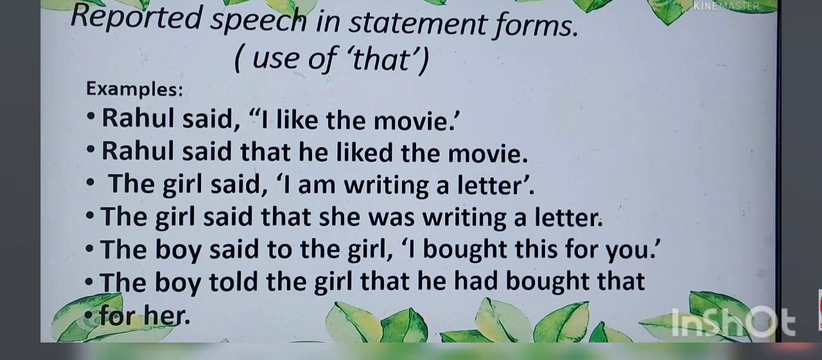Same way, you look at the last sentence, the boy said to the girl, "I bought this for you." The boy told the girl that he had bought. Bought, simple past, right? Had bought, past perfect, as we had learned. And the pronoun changes I into he because the boy said to the girl. So it will only be he, right? It cannot be I. Think carefully when you are changing. Now these are all the statement form examples we have seen.